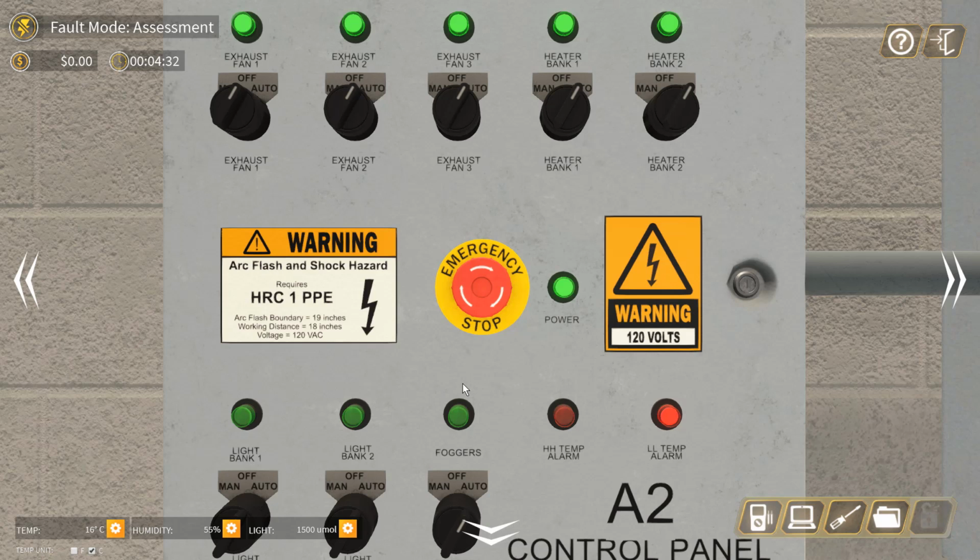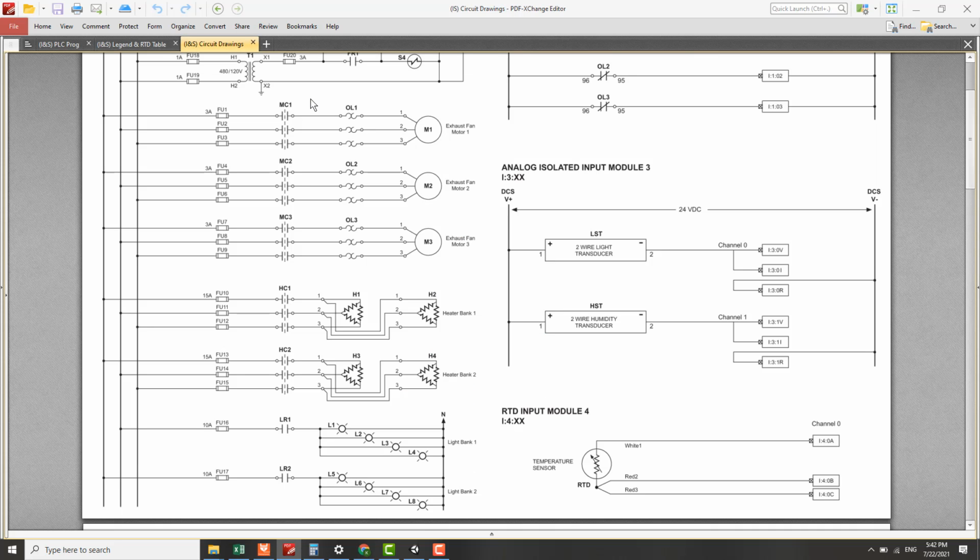did not turn on. Maybe it gives a false signal to the PLC analog input. That's why the foggers did not turn on. Maybe the PLC thinks the humidity is high, so the fogger will not turn on and the exhaust fan will turn on. So based on the circuit, we can suspect the problem may be due to the humidity sensor.